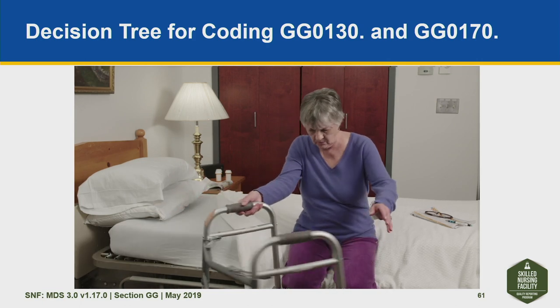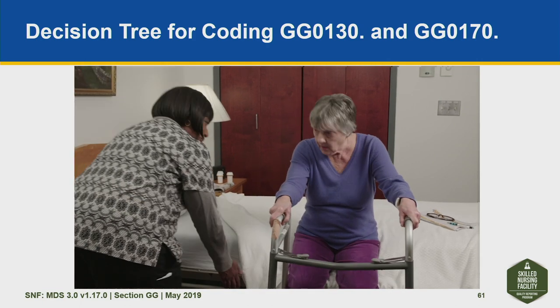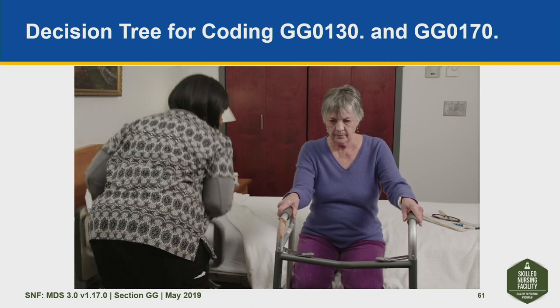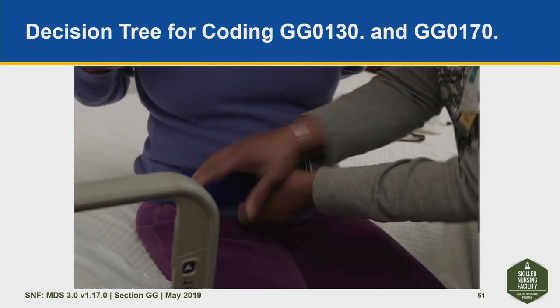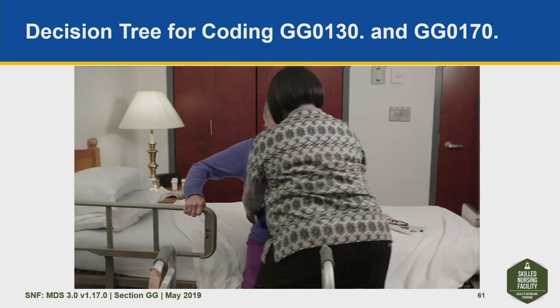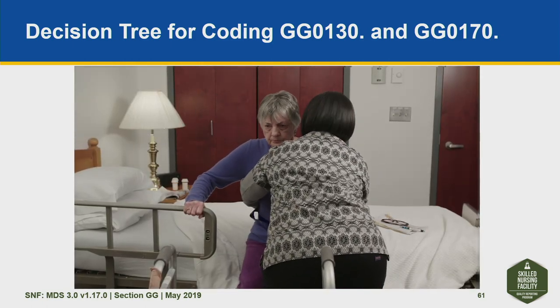Mrs. Jones is sitting up on the side of the bed. She retrieves her walker and places it in front of her. A helper raises the bed rail, secures a gait belt around Mrs. Jones' waist, and provides instruction regarding the transfer. We're going to work together. Okay, on the count of three.